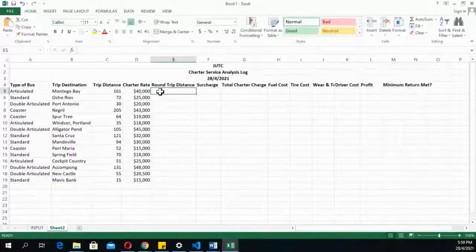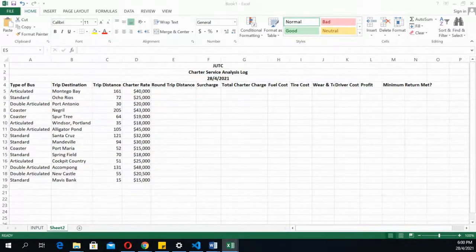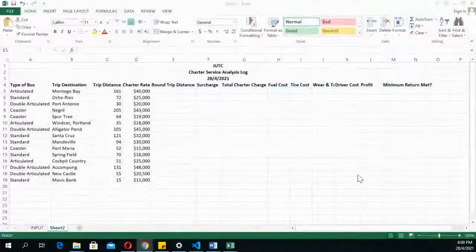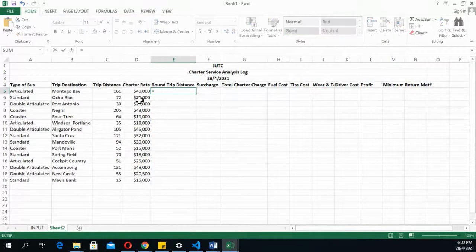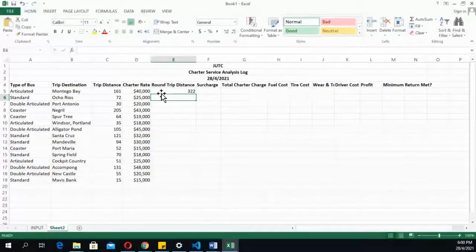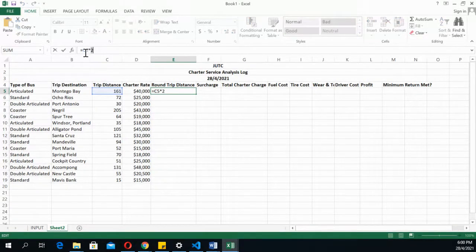All right, so the first one we're calculating is the round trip distance. Is this calculated? What's the formula for round trip distance? Anybody, somebody? All right, so it's your trip distance times 2. Normally we try to avoid putting constants in our formula, but for this one, it's okay. But if it was something they call a round trip factor, then you would put the round trip factor in the input and reference it here, instead of typing the 2. But this works. And then we copy this down.